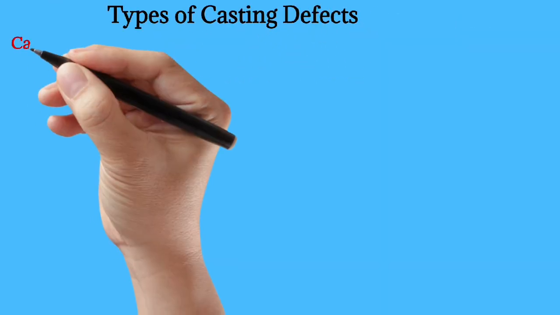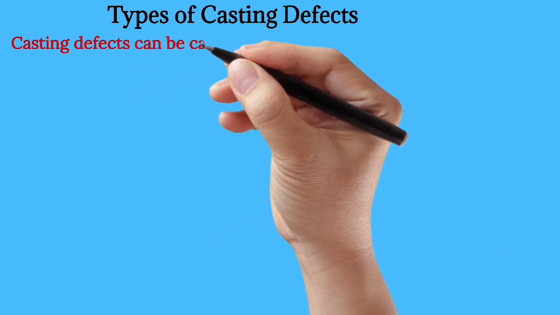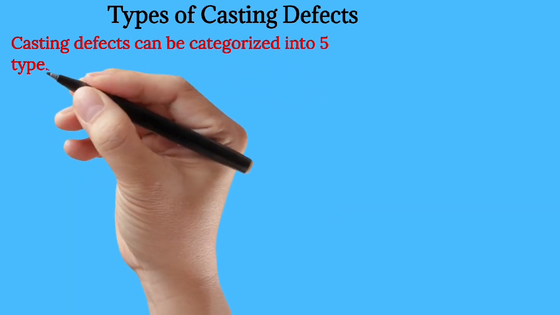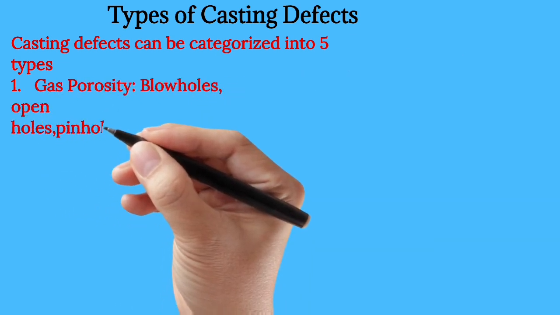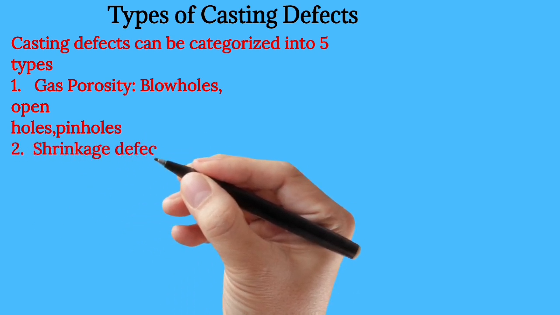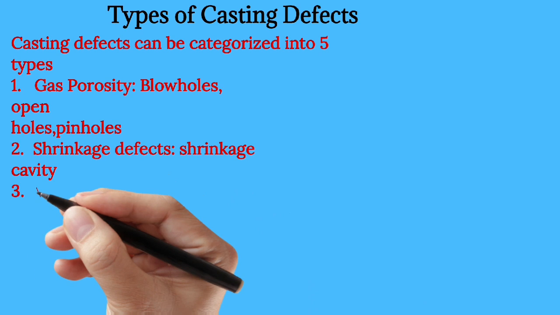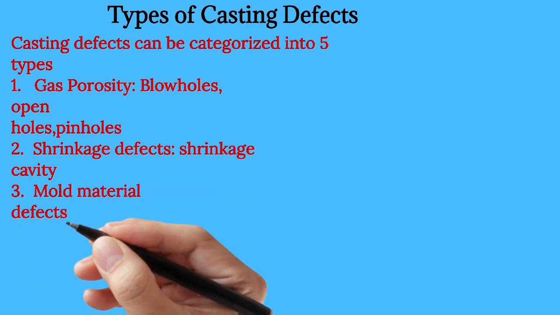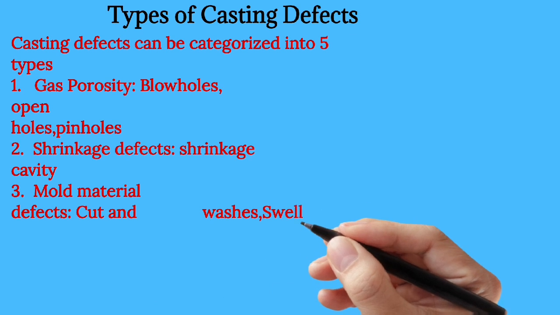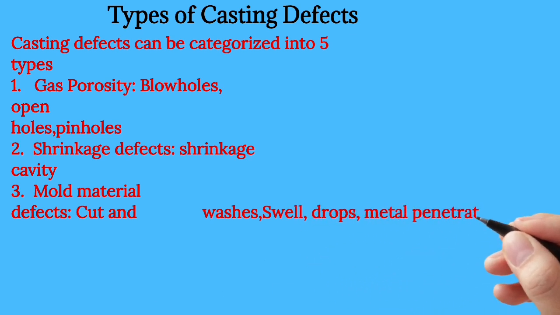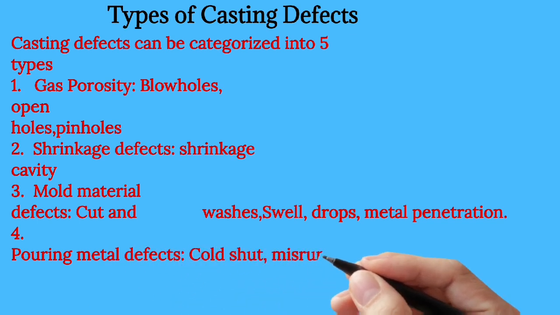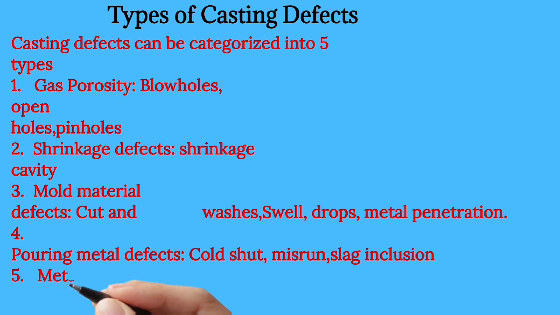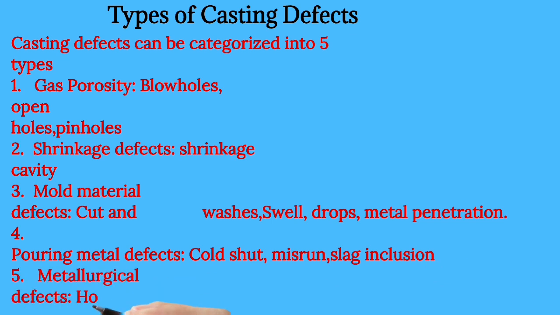Types of casting defects. Casting defects can be categorized into five types. Number 1, gas defects: gas porosity, blowholes, open holes, pinholes. Number 2, shrinkage defects: shrinkage cavity. Number 3, mold material defects: cuts and washes, swell, drops, metal penetration. Number 4, pouring metal defects: cold shuts, misrun, slag inclusion. Number 5, metallurgical defects: hot tears, hot spot.